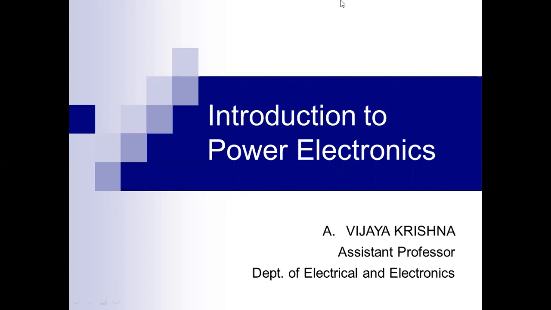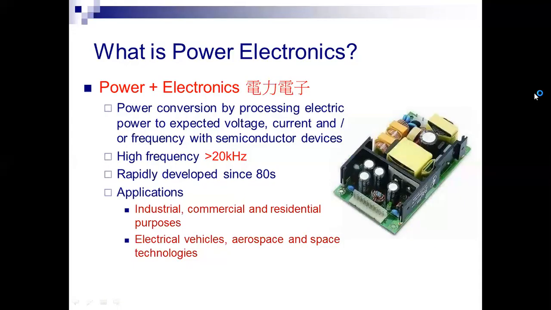Today, we're going to discuss power electronics and an introduction to power electronics. What is power electronics? Power electronics is nothing but power conversion, processing electric power to the expected voltage, current, and frequency with semiconductor devices. The frequency can be changed from 50 Hz to whatever frequency is required, and we can deliver the power using power electronics.